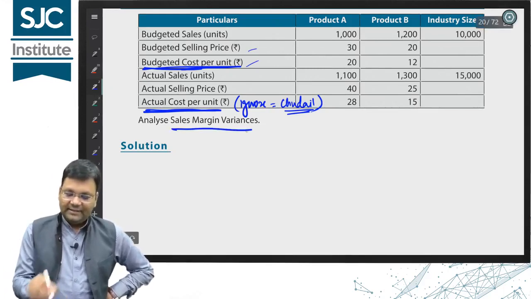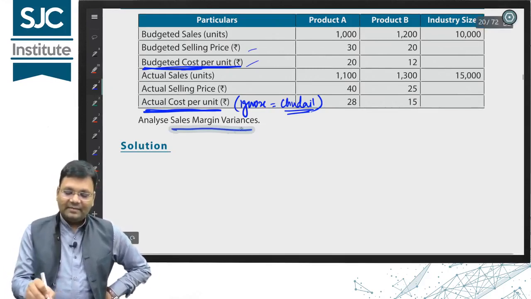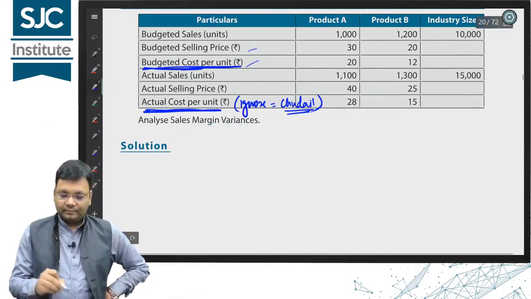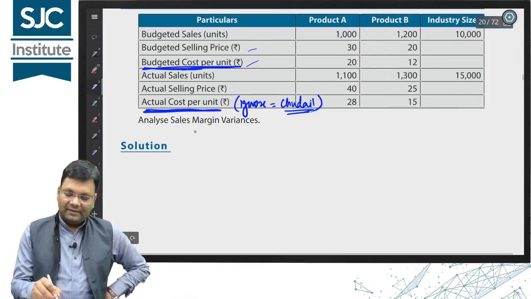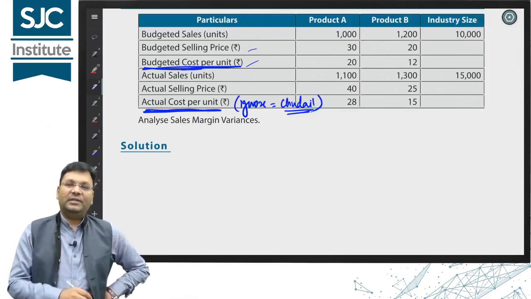So question is saying, analyze sales margin variance. So it's clearly written that you have to find sales margin variance, alright. But even if the question would have said find sales variance, then also you would have found margin variance because cost details are given.